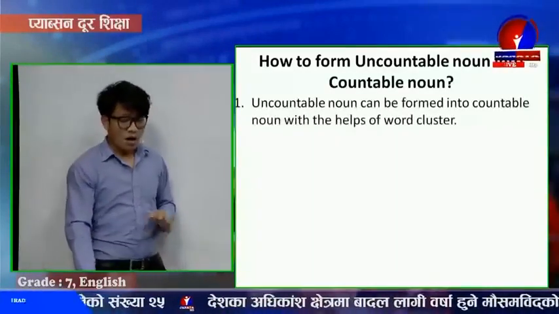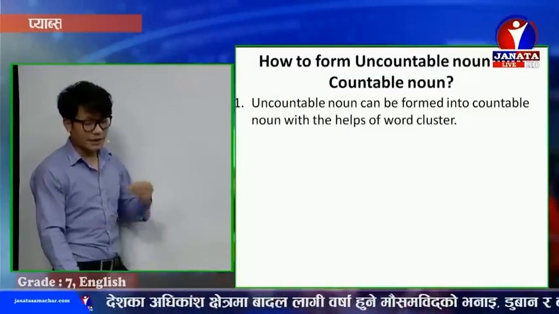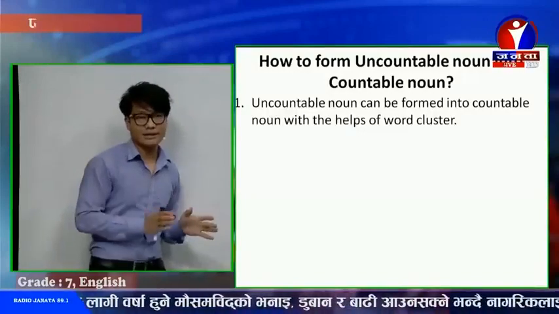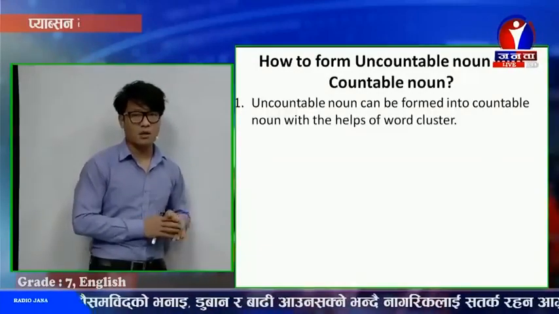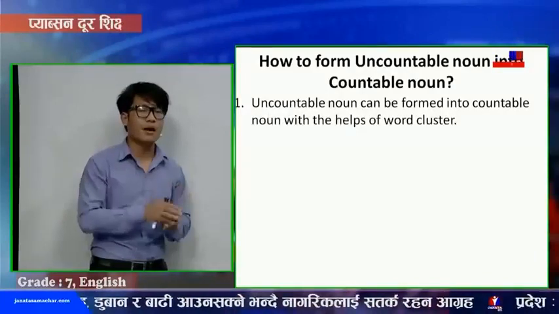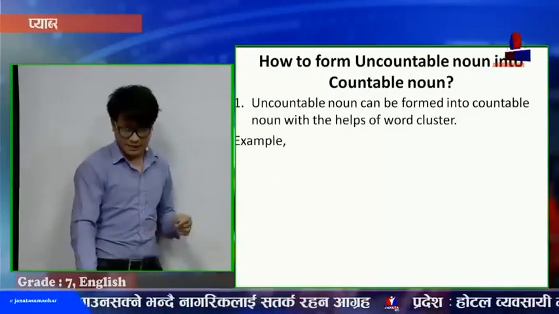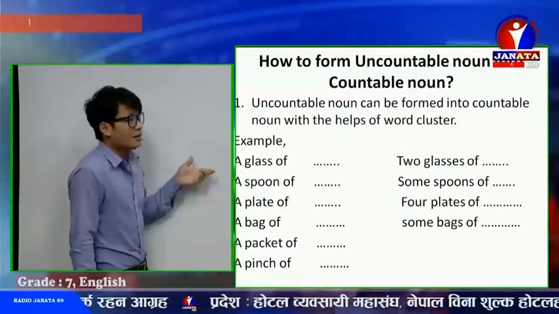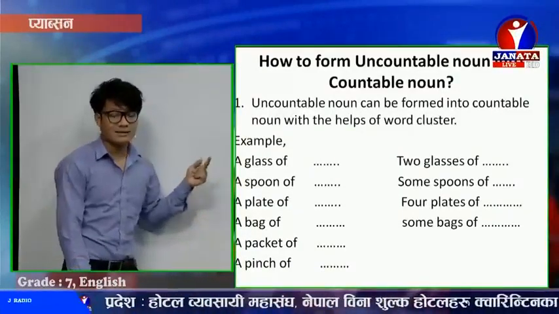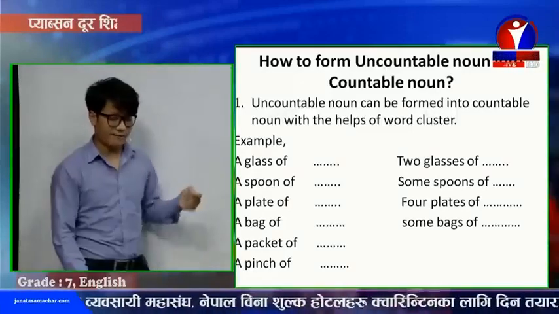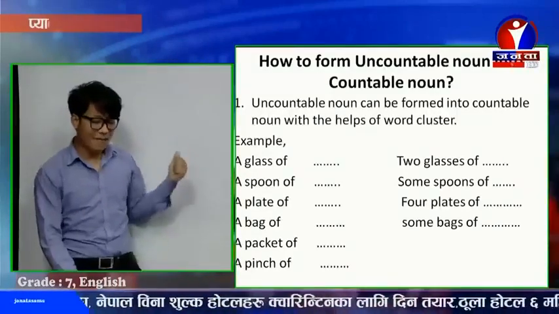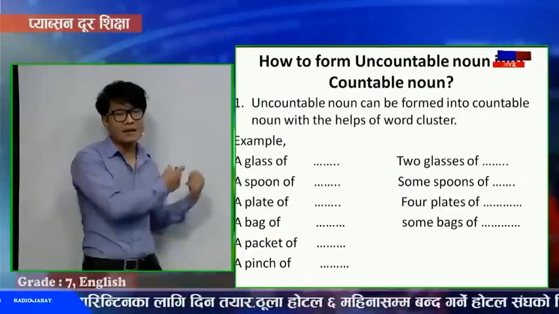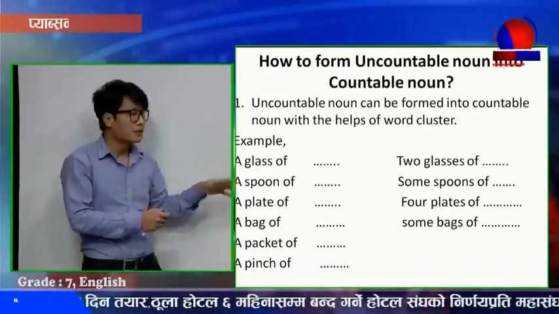An uncountable noun can be formed into a countable noun with the help of a word cluster. Now let's see which word clusters can be used to make an uncountable noun countable. For example, you can see in the slide: a glass of, a spoon of, a plate of, a bag of, a packet of, a pinch of, a sack of. These are the word clusters.